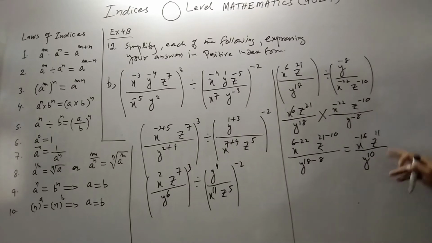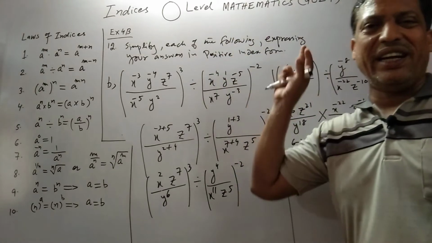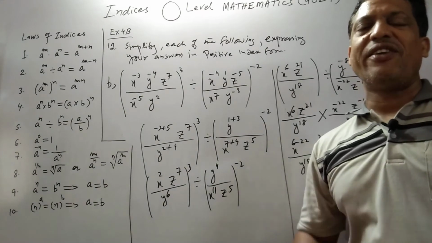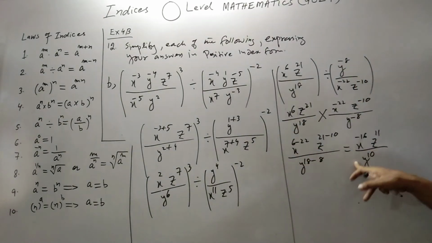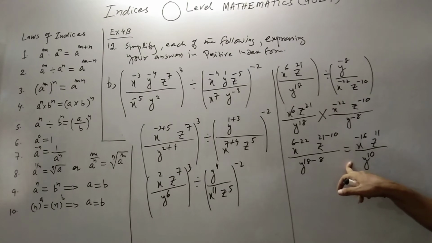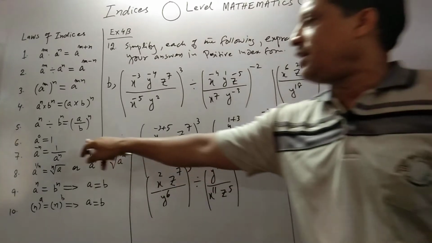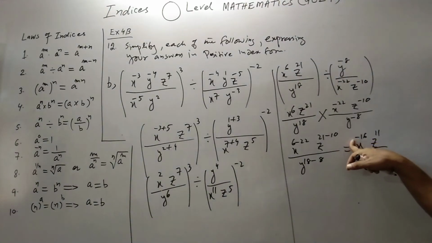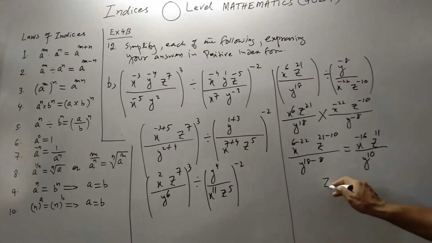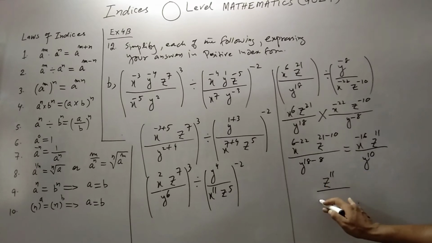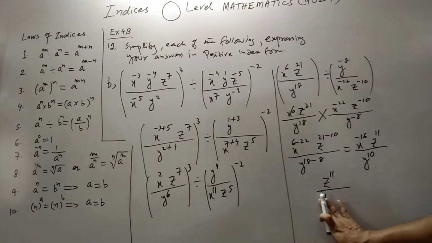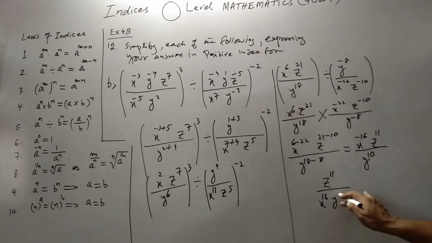But this is not our last step. Why? Because we have to give the answer in positive index form. Positive index form means each and every term in positive index. So only one term, x to the power minus 16, is not in positive index form. So by applying law number 7 to this, numerator becomes denominator. So our answer is z to the power 11 upon x to the power 16, y to the power 10. This is our final answer.